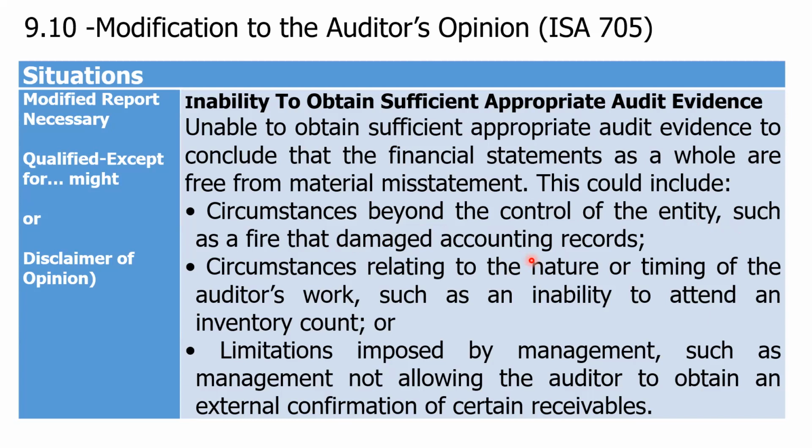And then limitations imposed by management, such as management not allowing the auditor to obtain external confirmation of certain receivable items and then bank confirmation requests and all that. When those impediments are put in place, they limit the auditor from getting the necessary information, from getting the necessary audit evidence. So when that happens, he either issues a qualified "except for" or a disclaimer of opinion.